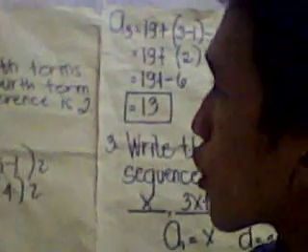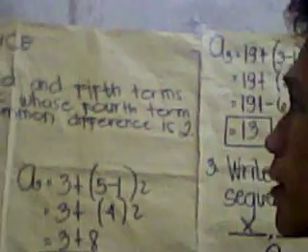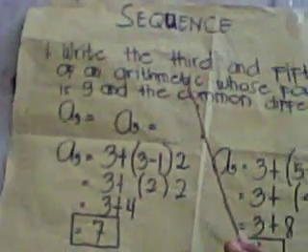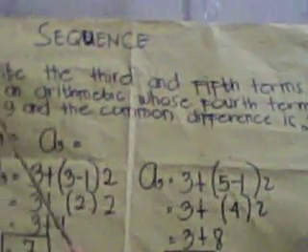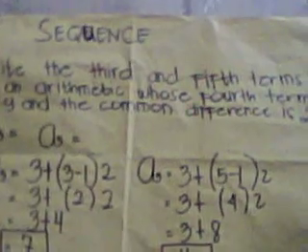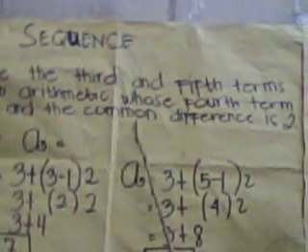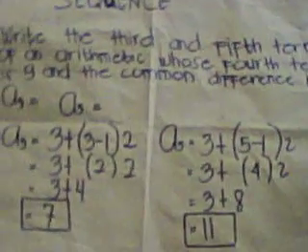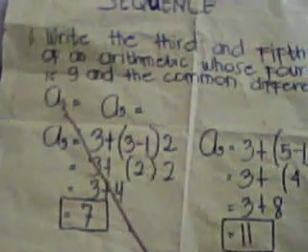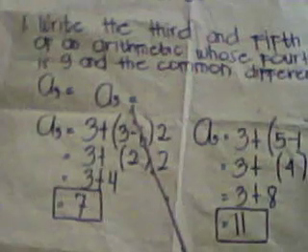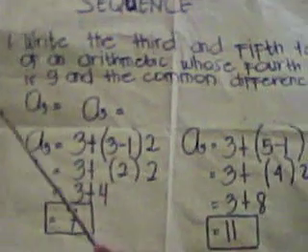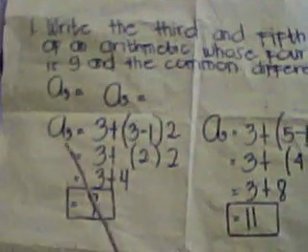Let us proceed to our number one example. Write the third and fifth term of an arithmetic sequence whose first term is 3 and the common difference is 2. I will find a sub 3 and a sub 5, and let's proceed with the third term.